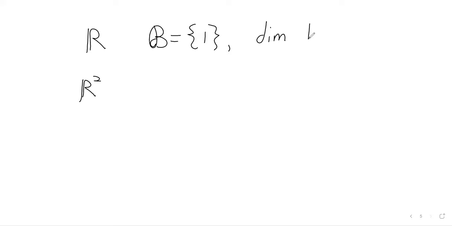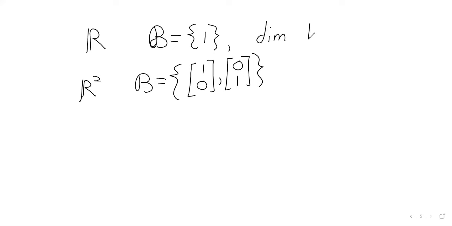So, R is a vector space. The real numbers, it has a basis of one. And it has a dimension of one. R2 is a vector space. Our intuition is that the plane should be larger than the line, even though they're both uncountably infinite. That's the standard basis of R2. R2 is dimension 2. In general, Rn is dimension n.